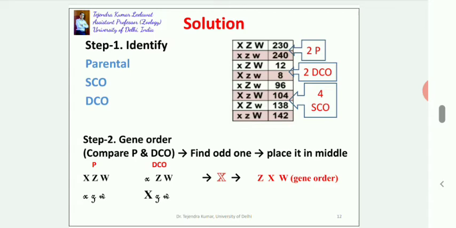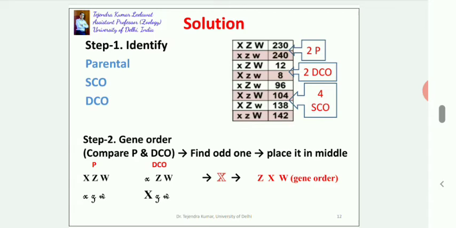I already told you in the previous slide that in a double crossover, the middle one will be changed and the remaining two will be the same, right? It means whichever one is changing, place it in the middle and redraw the sequence, and that will be ZXW. So it's your exact gene order. So what is the exact gene order?